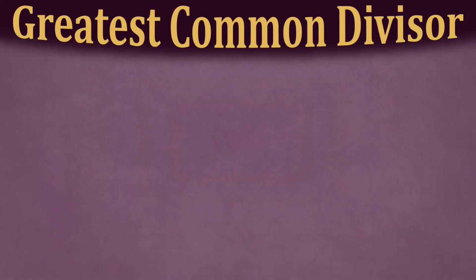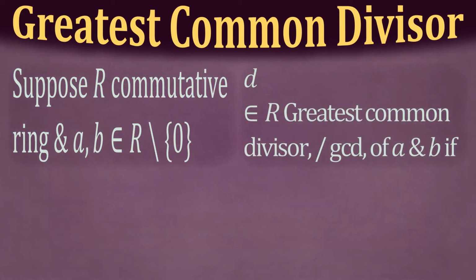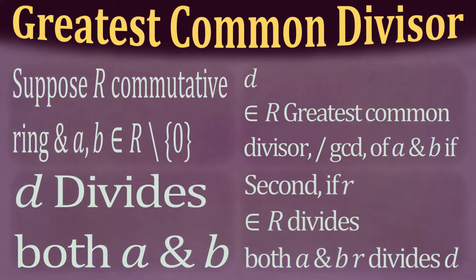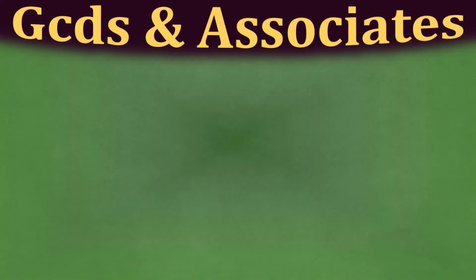Now, let's define the greatest common divisor. Suppose R is a commutative ring and a and b are in R, nonzero. We say that d in R is a greatest common divisor, or GCD, of a and b if first, d divides both a and b, and second, if r divides both a and b, then r divides d. Note that in an arbitrary ring, greatest common divisors may not exist, and if they do exist, they may not be unique.